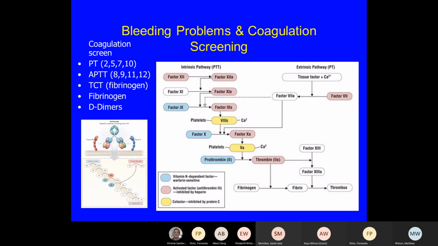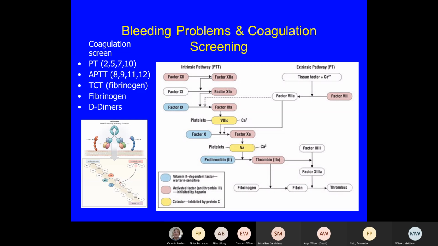So when you do a PT, a prothrombin time, you're basically assessing factors 2, 5, 7, and 10. When you do an APTT, as you can see on the left side of the slide, you're basically trying to assess the presence of factors 8, 9, 11, and 12. Nowadays, we tend to do fibrinogen levels by the method of Clauss, which is the functional fibrinogen. But the thrombin time is a way of indirectly assessing the presence of fibrinogen and how the fibrinogen is working as well. So these two tests work together.